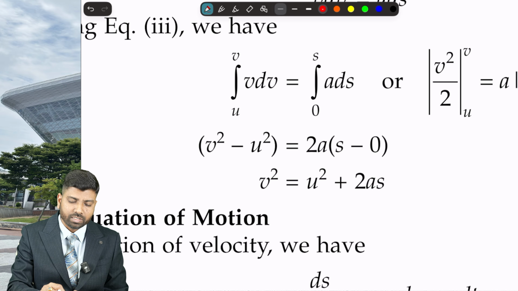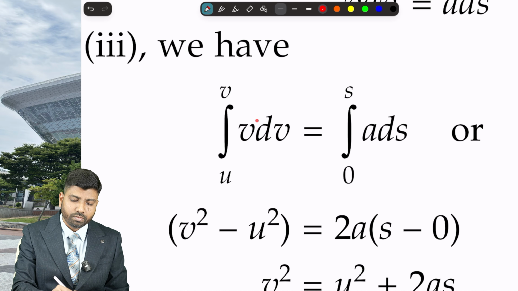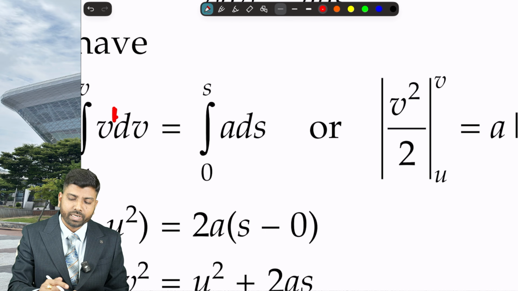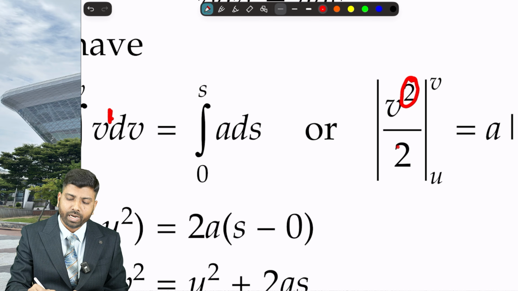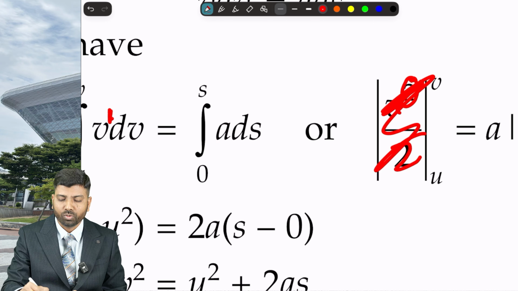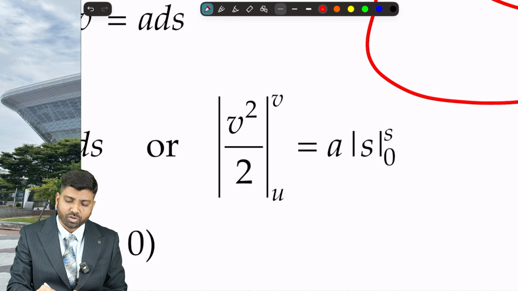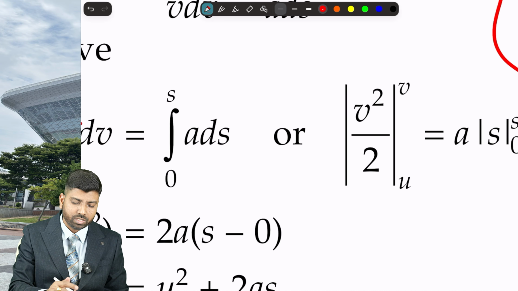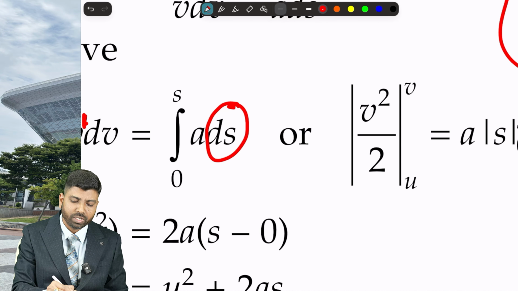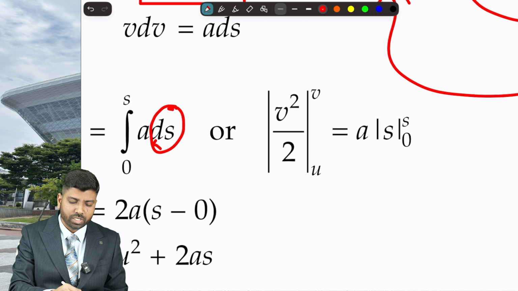Right? So then if I integrate, you know that here the power is 1. When we are integrating, the power is increased by 1 and divided by the same thing. And here, since acceleration is the constant term, it is uniformly accelerated, so we can write it as a. Then for displacement, since the integration of ds is s, we can write in this form.